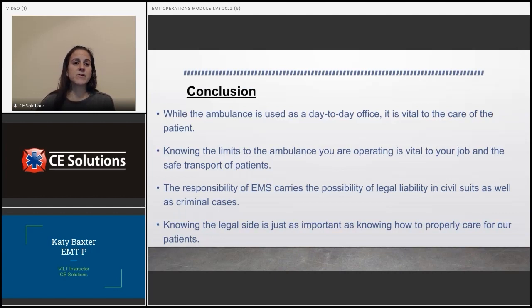While the ambulance is used as a day-to-day office, it is vital to the care of all of our patients. You need to know the limits to your ambulance that you're operating. It's vital to your job. This is your office space. The responsibility of EMS carries the possibility of legal liability in civil suits as well as criminal cases. Knowing the legal side is just as important as knowing how to properly care for your patients.